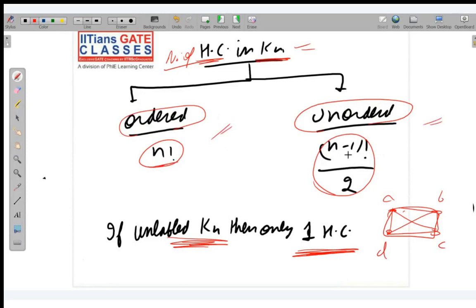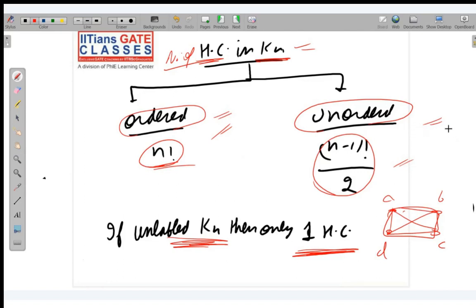I'm not going into the proof and all, it will simply waste our time. So you just have to see whether they are saying ordered or unordered. Ordered means n factorial, unordered means (n minus 1) factorial by 2. Unordered means order does not matter. Okay, take snapshot and I will jump to the next slide. I will show you some examples.